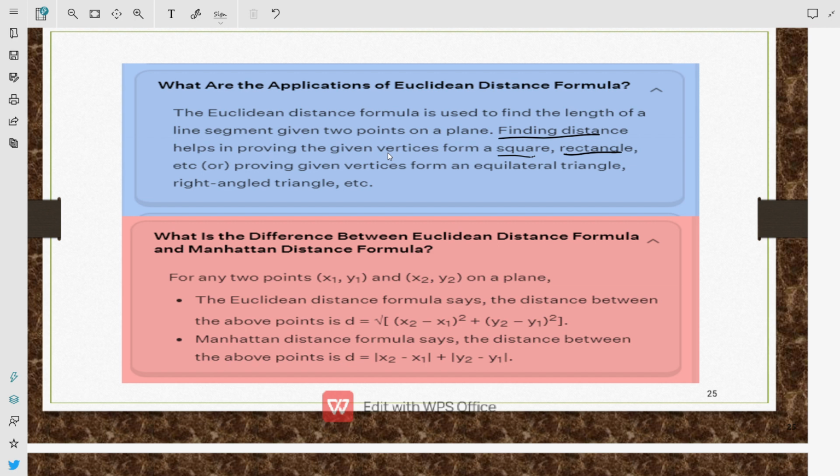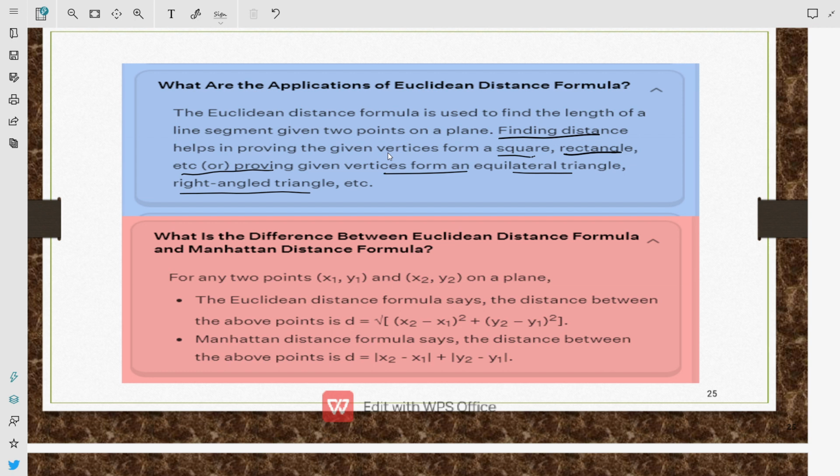Here, we can find out whether the given points form an equilateral triangle, a rectangle, or a right angle triangle, etc. These are the applications of the Euclidean distance formula. So what is the difference between the Euclidean distance formula and the Manhattan distance formula?